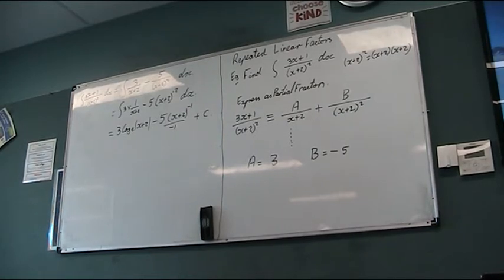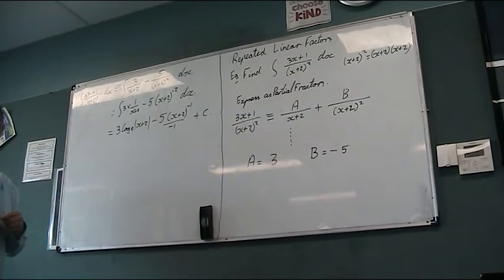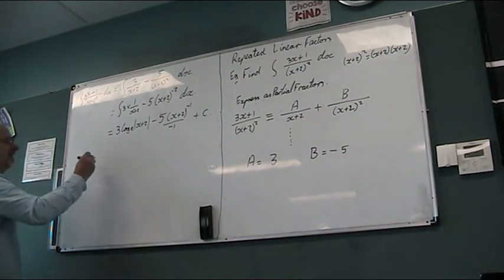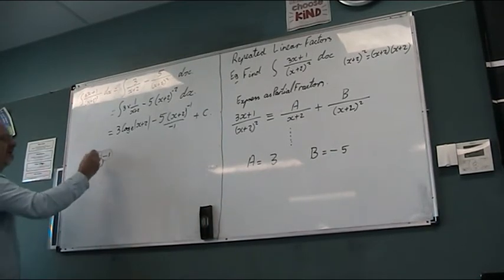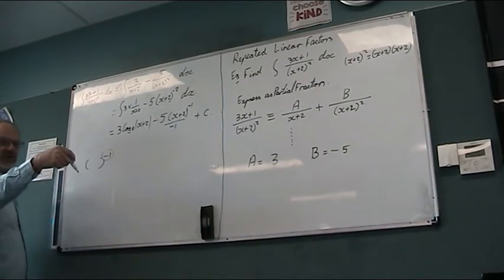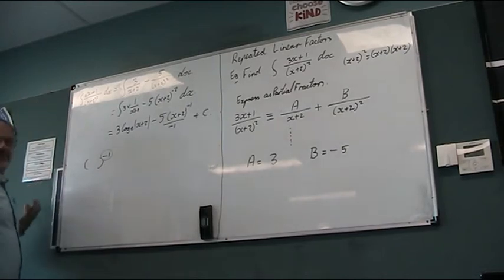Why wouldn't you use logs there? Is it because it's squared? Yeah, because it's squared. Because it's to the power of -1 that we get the log. Right, so the power of -1, that's where it goes to the log. All other powers just follow the polynomial pattern. Okay.